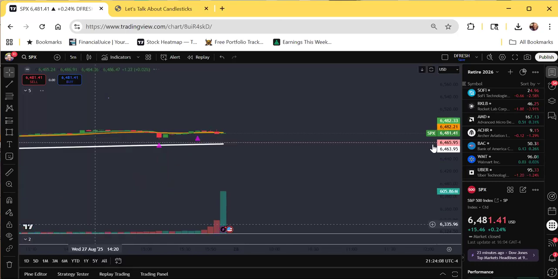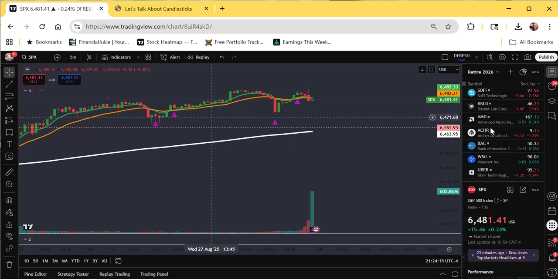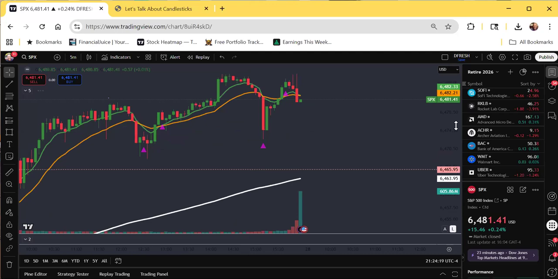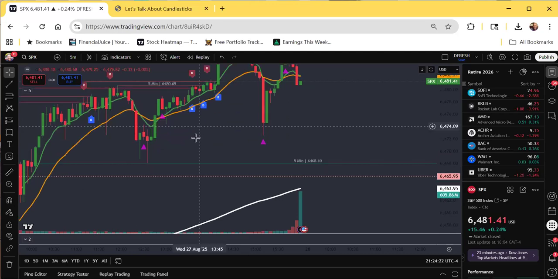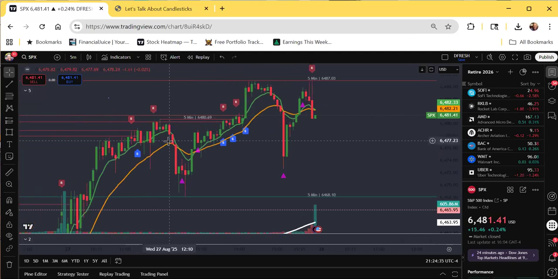I rarely go out to my daily to look for roadblocks. I wouldn't have thought to go there. I probably wouldn't have gone out to my daily. But if you go to 648.0, you see that resistance line right there? That's where that stall was coming from.